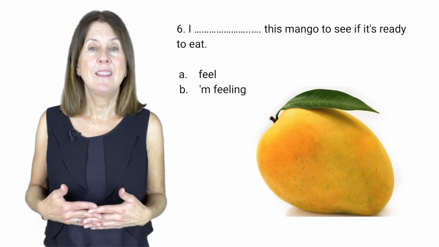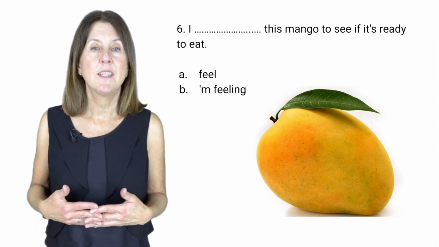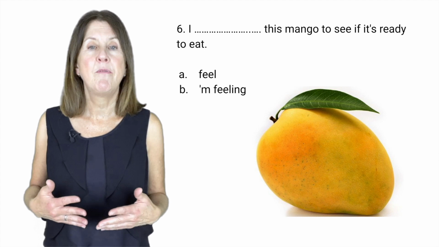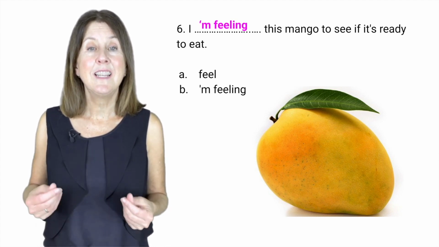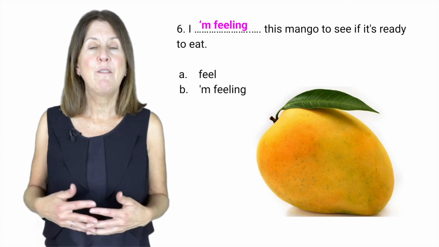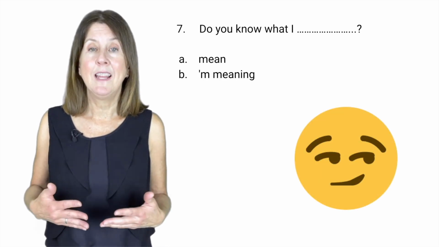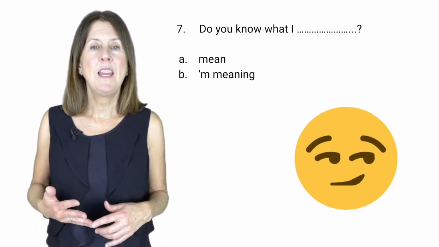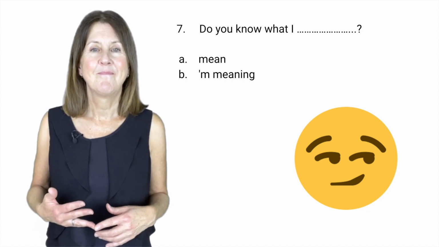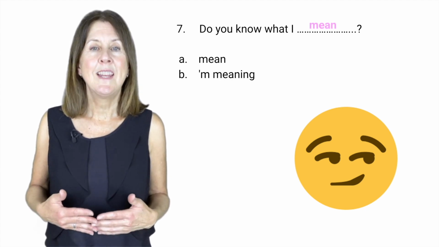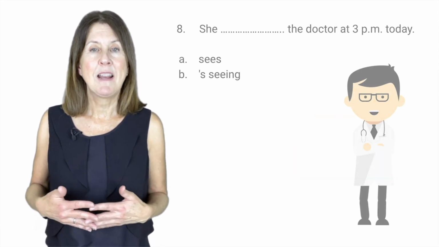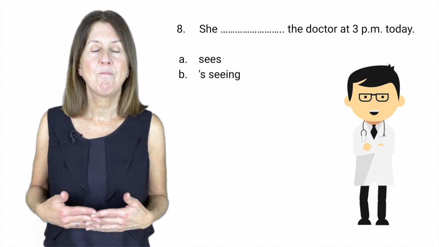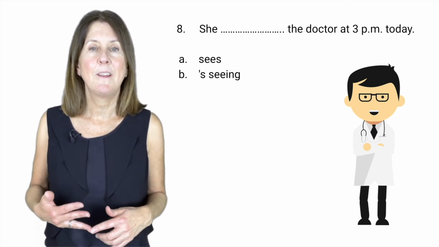6. I blank this mango to see if it's ready to eat. A, feel, B, am feeling. I'm feeling, as this is describing the action of feeling the mango. 7. Do you know what I blank? A, mean, B, am meaning. Mean, as it's expressing a state, an opinion. 8. She blank the doctor at 3 p.m. today. A, sees, B, is seeing.